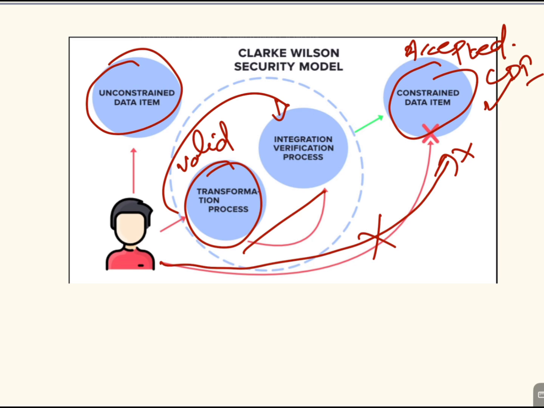So BIBA is focused on preventing data corruption through strict access control. Clark-Wilson is focused on ensuring only controlled, authorized modifications are made. BIBA is more general and theoretical, while Clark-Wilson is more practical for real-world applications like banking and ERP systems. So this is about the Clark-Wilson model and the difference between the BIBA and Clark-Wilson security models.